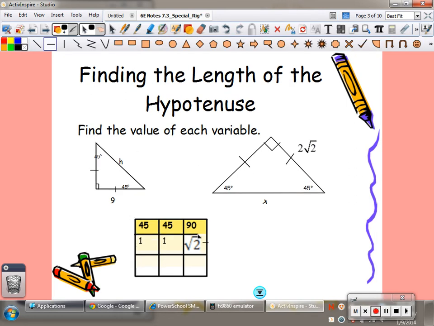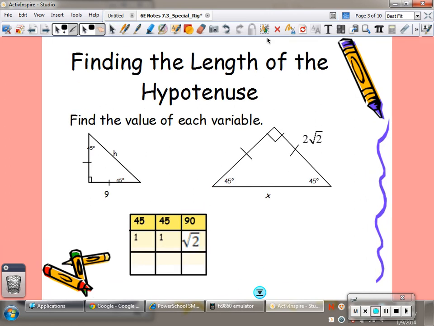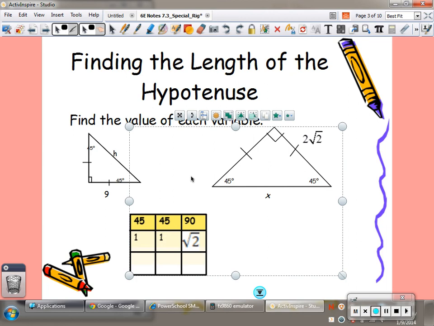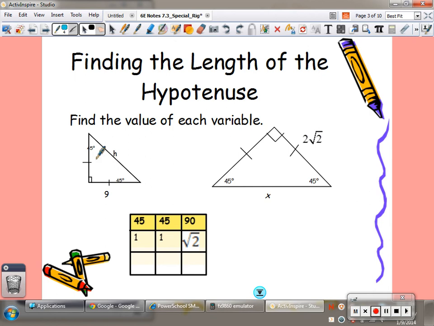So if we were to use this table for the triangle on the left, let's just take this and we'll use it twice. This side is 9, and we know that this side is also 9 even though it's not labeled. The hypotenuse is just the leg times square root of 2. So literally that's all you have to do. The h here equals 9 times the square root of 2, and you're done. You have to remember that the hypotenuse is the longest side, and that it's square root of 2 times the leg, but that's it.